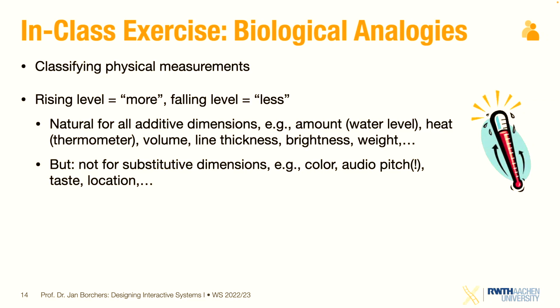There's a rising level of more, falling level of less. We had lots of these here for which it works. Taste is another one for which it doesn't work, right? Or location, where I am on a map. There's also no clear idea of less and more for those. And so biological analogy, if you have an additive dimension, the UI should be easy to do, and you should try to follow the idea that you map it to something that moves up and down, because we all perceive that as being more or less, like the level of water rising.